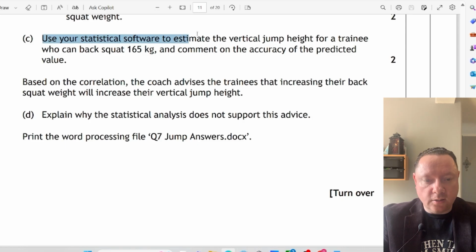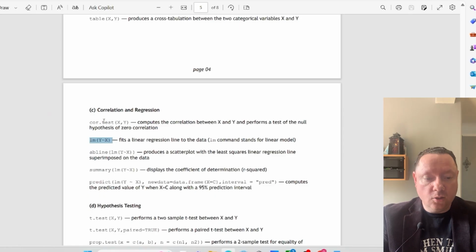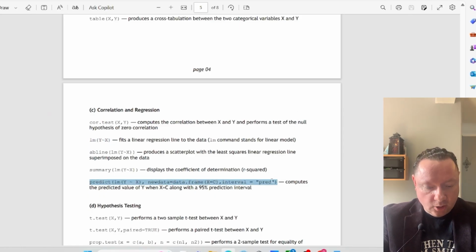Question C. Use your statistical software to estimate the vertical jump height for a trainee who can back squat 165 kilograms. So we need to do a prediction here. So back in here, we've got predict right here. So we're going to use the prediction command.